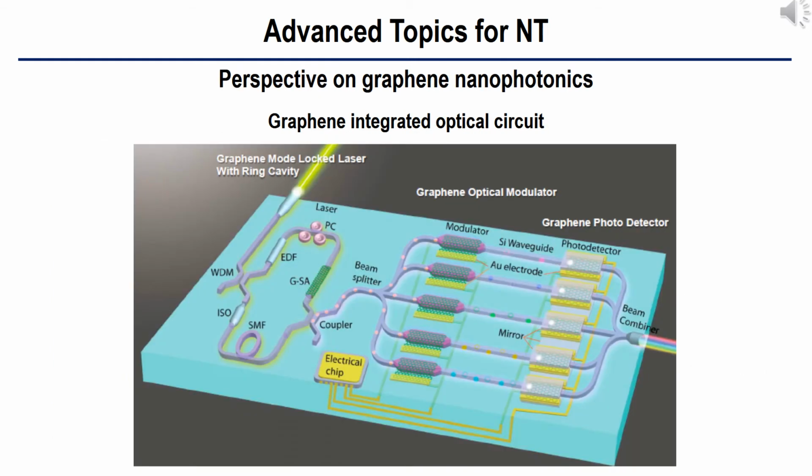Due to the advanced photonic properties of graphene at telecommunication frequency and terahertz range, we can have some perspectives on graphene nanophotonics targeting integrated optical circuits, as illustrated in this figure. As shown in the figure, graphene can work for the mode-locked laser with a ring cavity. In addition, graphene can be used for an optical modulator as well as photodetectors, which will provide separated signals to be combined at the beam combiner. For future information processing devices, the optical integrated circuit is one of the most promising strategies, and therefore graphene would attract increasing research interest in the fabrication of a variety of optical modules.